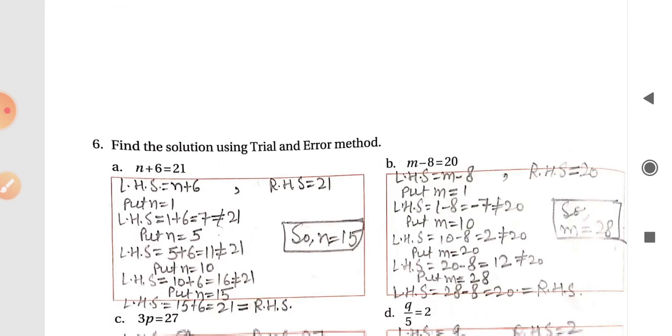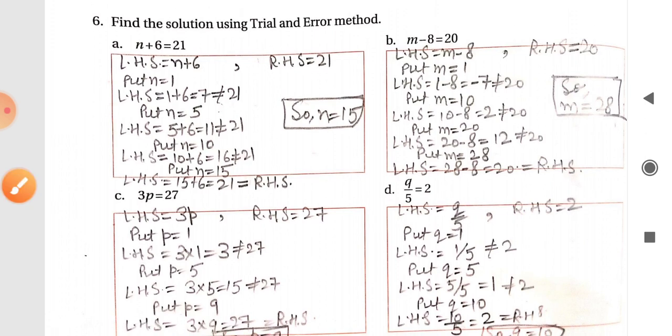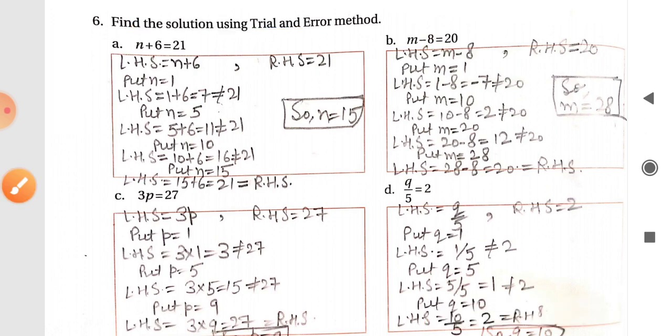Now you can easily solve question number 6 of observations book. This is the question, find the solution by using trial and error method. You can do it yourself.